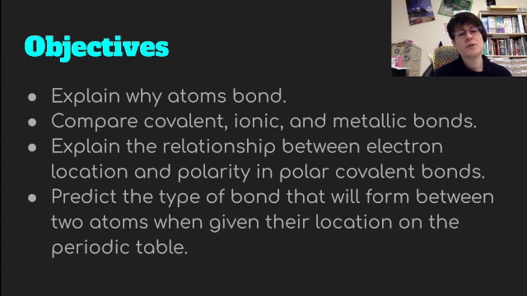So our objectives were to explain why atoms bond, compare covalent, ionic, and metallic bonds, explain the relationship between electron location and polarity in polar covalent bonds, and predict the type of bond that will form between two atoms when given their location on the periodic table.